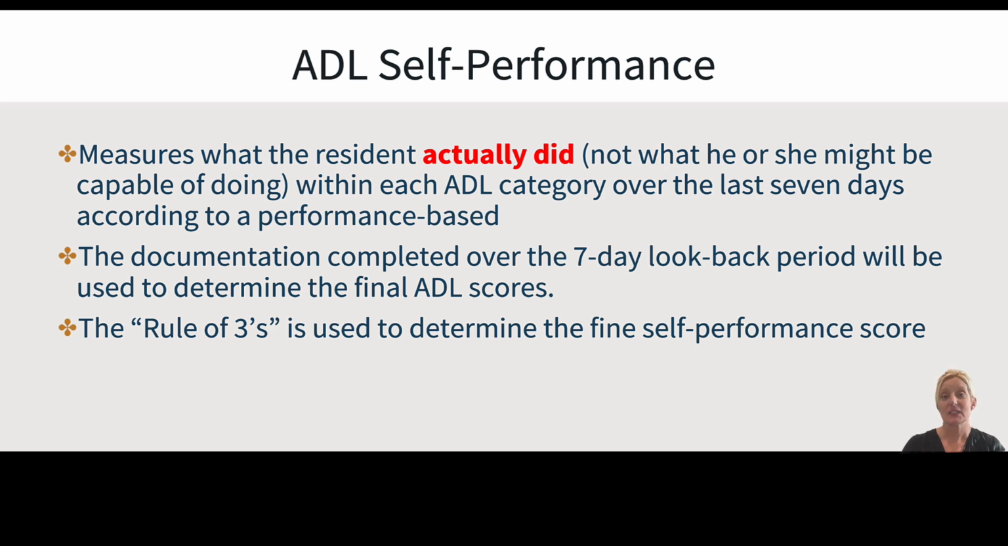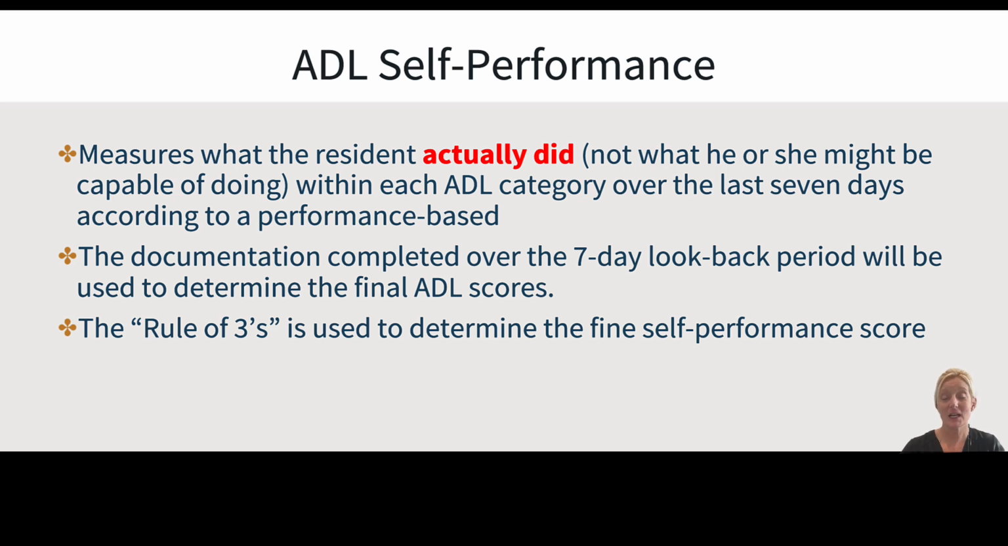The documentation is completed over 7 days, and we're looking at how many times the ADL occurred at a certain activity level. And then when the MDS coordinator is analyzing all of this data, she will use the rule of threes to determine what to code on the MDS. And what she's looking for is the self-performance of all of the different tasks over all of the shifts, and she's looking for which one occurred 3 times.